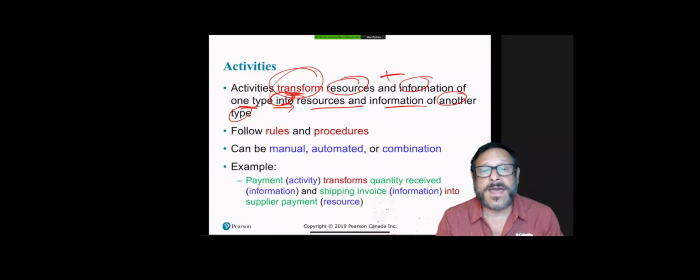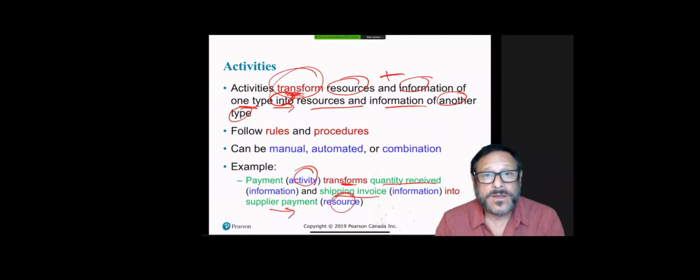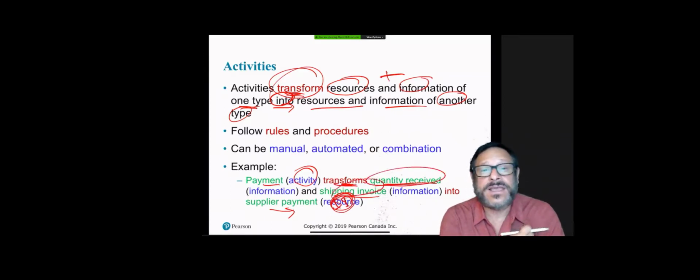So looking at this, an example is payment, which is an activity that transforms the information of quantity received and shipping invoice into supplier payment, or a resource. So we're looking at this. What is the activity? Your activity of accounts receivable, sorry, what is that doing? It's getting payment. That's getting a resource. How do you get that payment? You're transforming quantity received and shipping invoice into supplier payment.